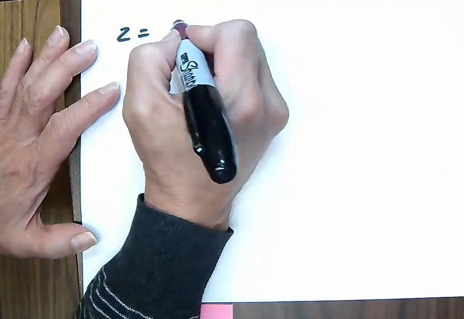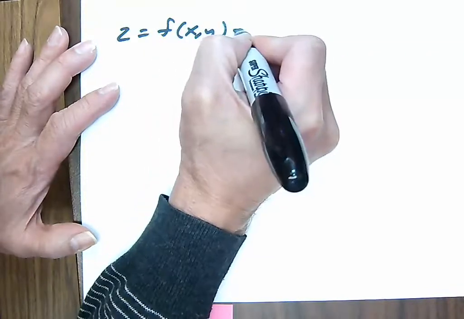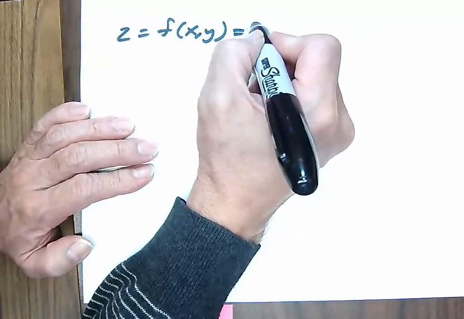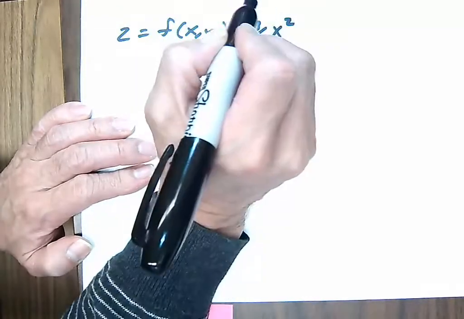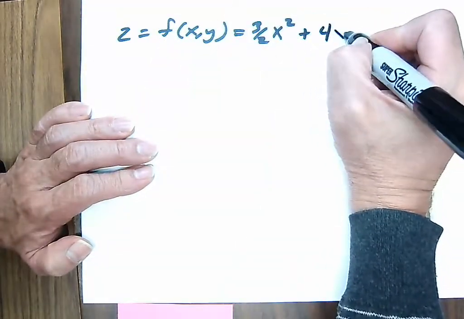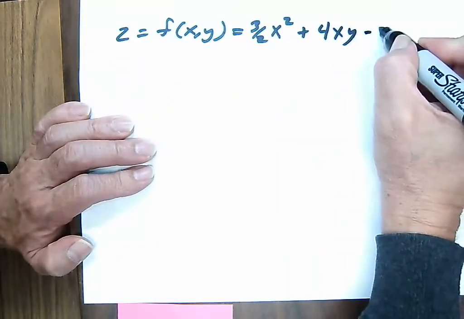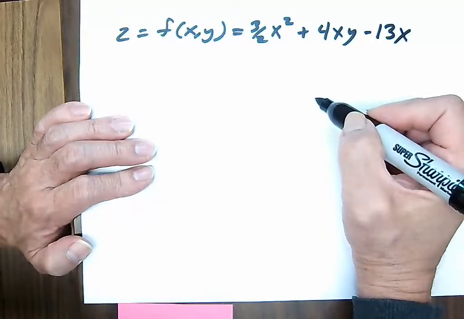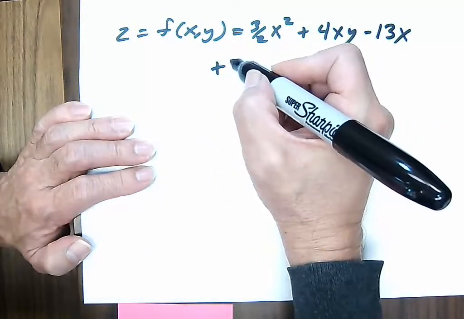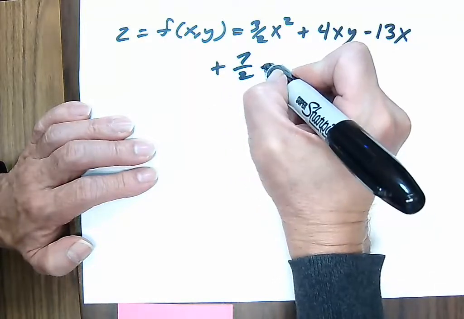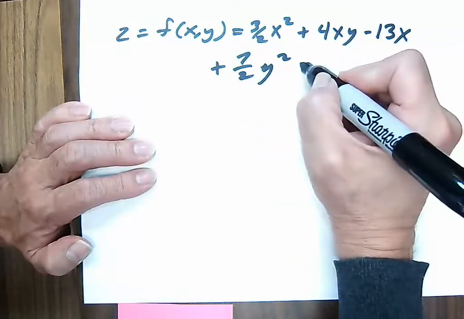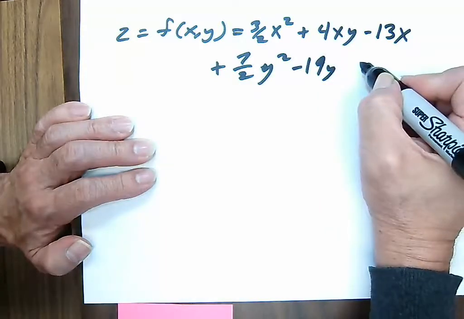Let's look at an example of a maximization or a minimization problem involving an objective function with more than one choice variable. So let's start off with z equals some function of x and y, and it's equal to 3/2 x squared plus 4xy minus 13x plus 7/2 y squared minus 19y minus 12.